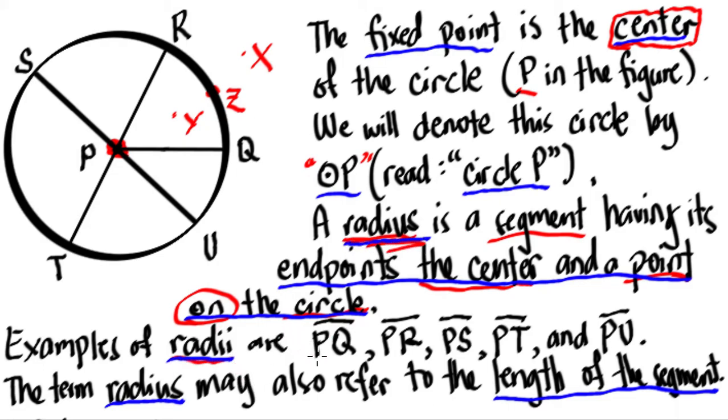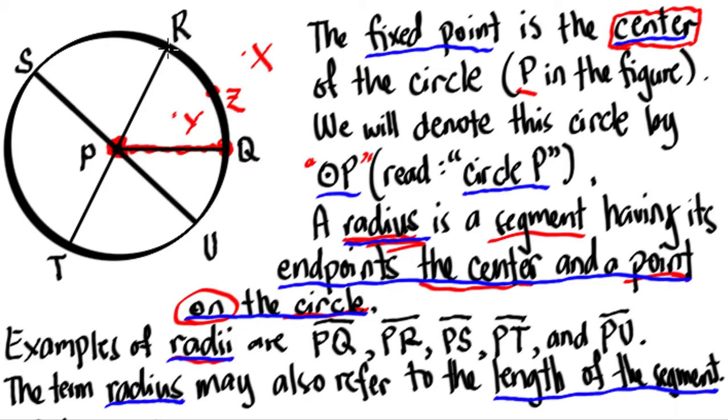It's our line segment PQ. So imagine PQ is over here. This is PQ. One of the endpoints of the segment PQ is on the center of the circle, and the other is on the circle. So therefore, this is indeed a radius.